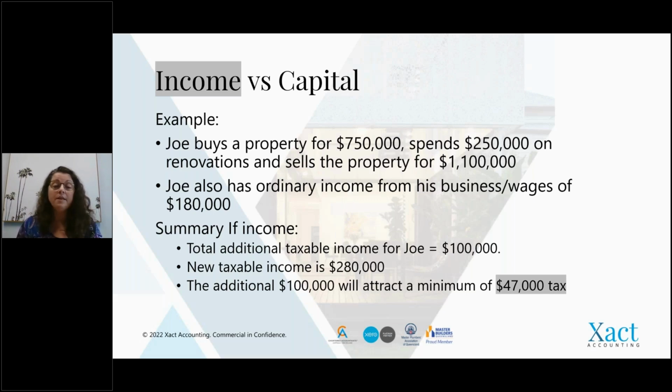So that means that the whole property is accessible. We've treated it like a flipper, a small development activity, therefore it's all accessible. He's actually going to lose half of his gain in tax. So this is where income and capital can be quite important to work through.